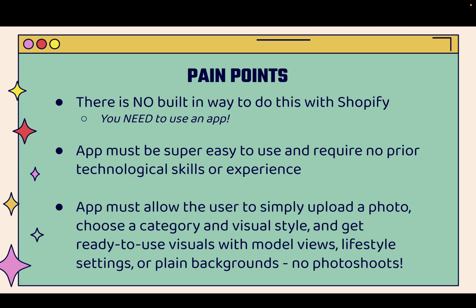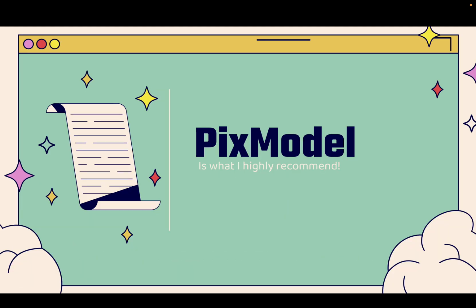It's all going to work right inside of Shopify, and most importantly, the app is going to allow you, the user, to simply upload a photo, choose a category and visual style, and get ready to use visuals with real model views, lifestyle settings, or even plain backgrounds. No photo shoots necessary at all. It happens all through AI, and it's all done with PixModel.